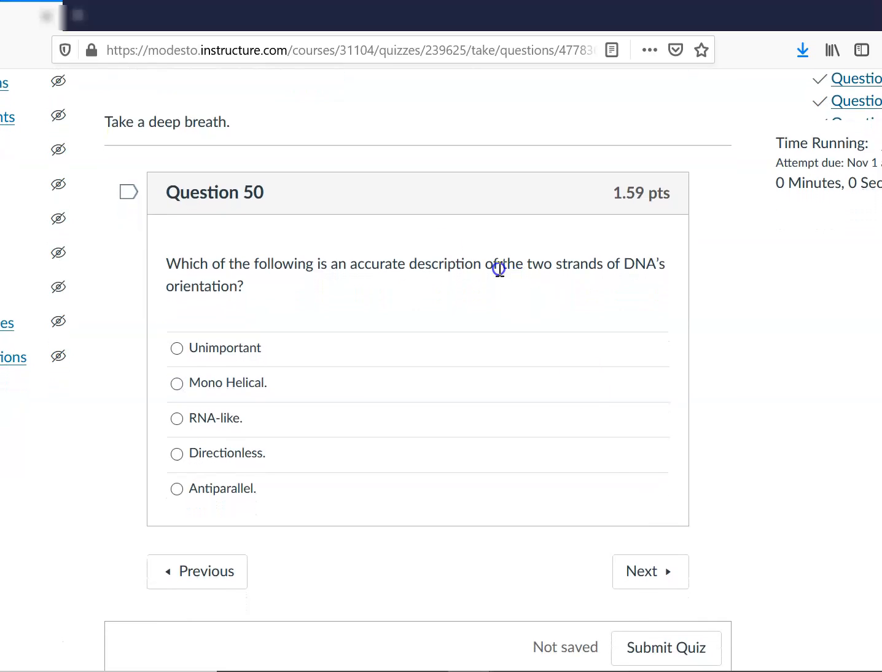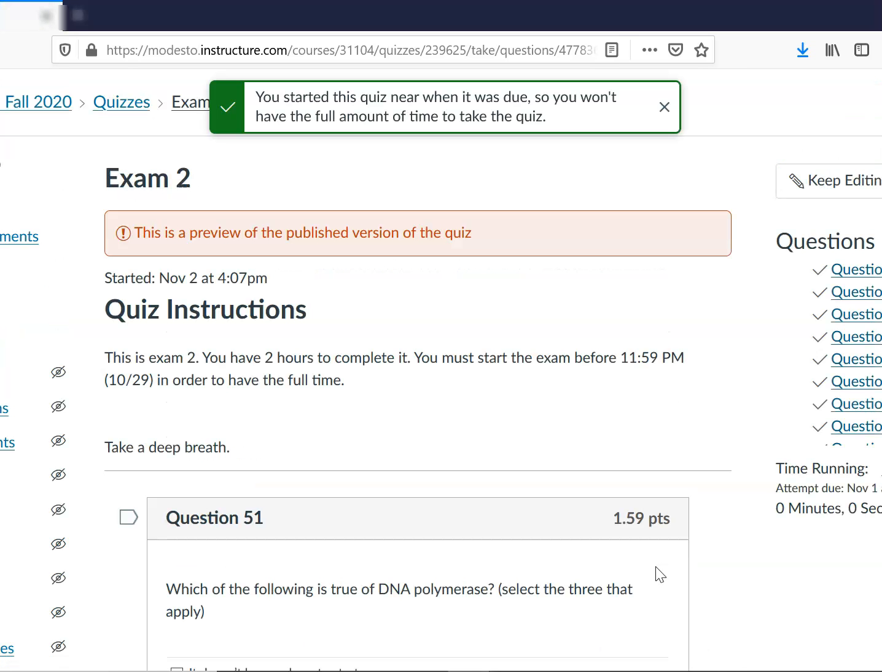Which of the following is an accurate description of the two strands of DNA's orientation? Unimportant. Monohelical. RNA-like. Directionless. So even if you didn't know this term, you probably should be able to knock out some of these other ones. Directionless, no. Why would you even ask about that? Monohelical, two strands of DNA are double helical. Unimportant would be a hilarious but not great answer. RNA-like is maybe even the only one that's plausible. But yeah, when you're working through these, you can certainly start to eliminate some bad answers, but they're anti-parallel. They line up sort of like that.